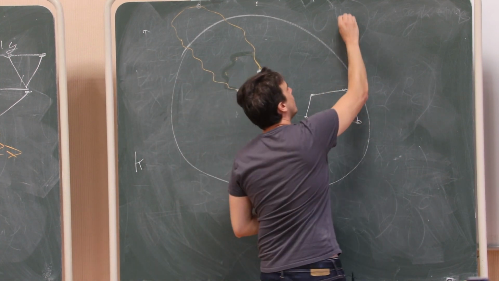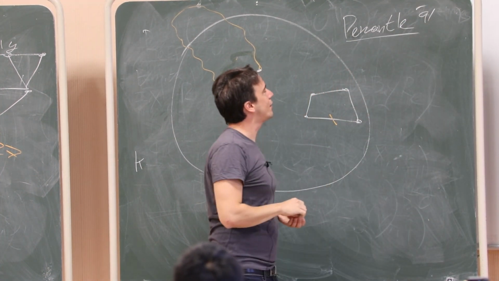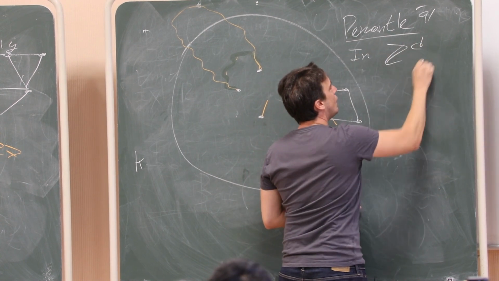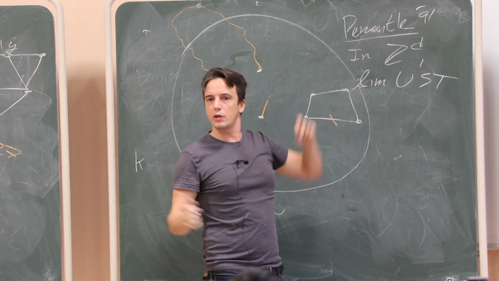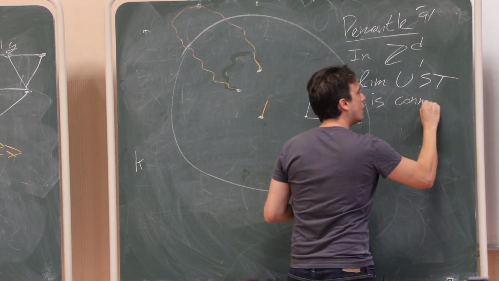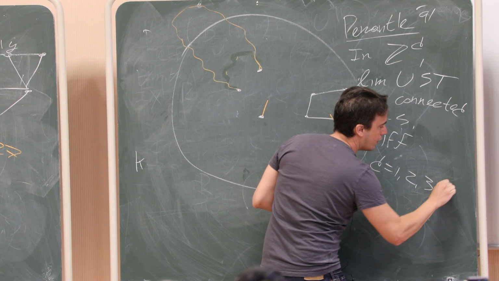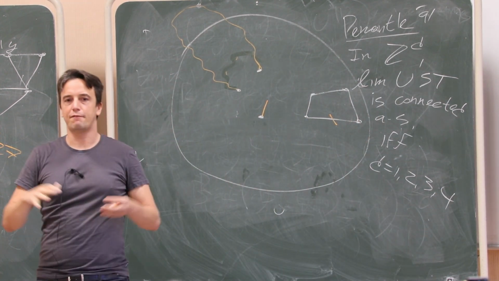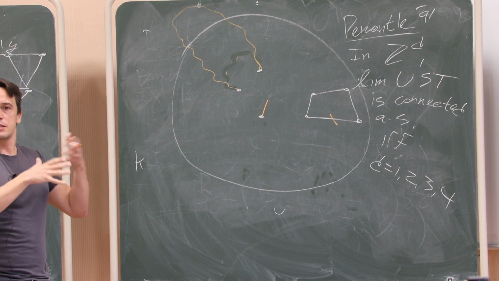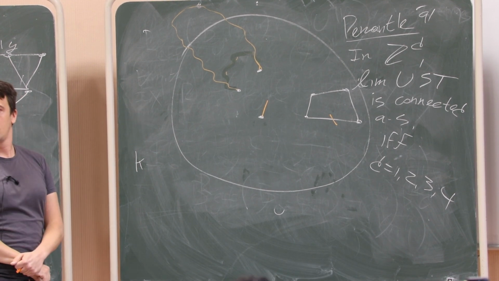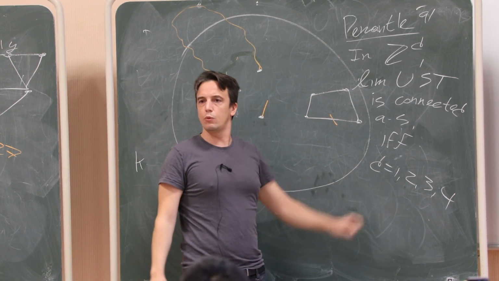So here's a theorem of Pemantle. In Z^D, the limit of the uniform spanning tree, as you take growing and growing balls, is connected almost surely if and only if D is 1, 2, 3, 4. For dimension 5 and above, the limiting object that you get is not connected, and in fact, it has infinitely many infinite trees. So in particular, in D equals 2 and D equals 1, it is connected.